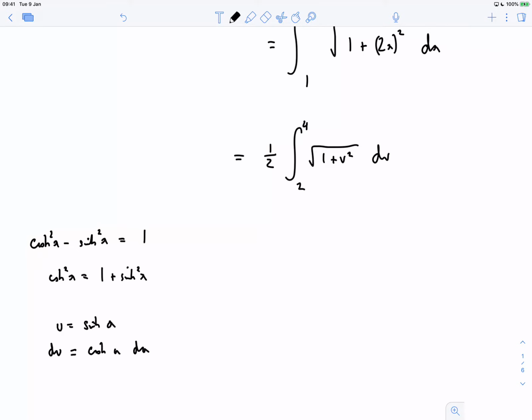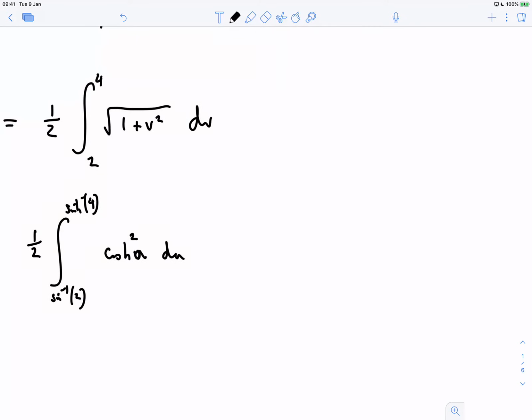Now this is nice because this becomes a half of, and now if u is 4, then this is technically the inverse sinh of 4. And this is going to be the inverse sinh of 2. We'll leave it at that. And then the square root of 1 plus u squared, well, 1 plus u squared is 1 plus sinh squared, which is cosh squared. So the square root of cosh squared is cosh of a, sorry. And then du is cosh a da, so this becomes cosh squared a da.